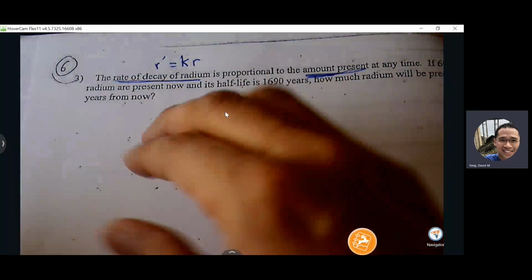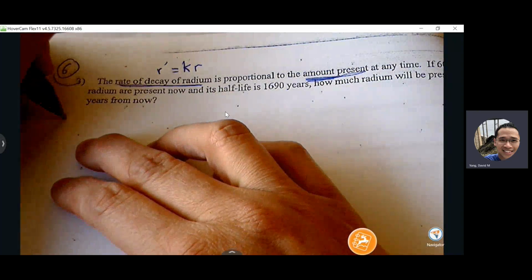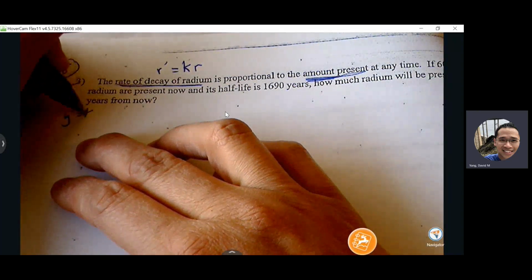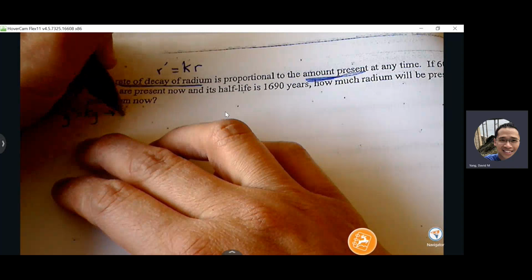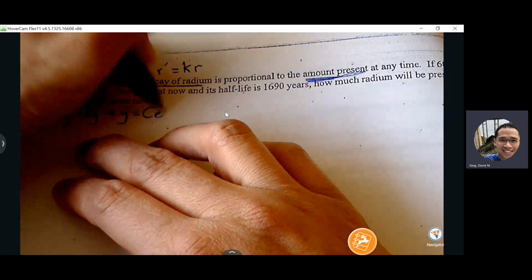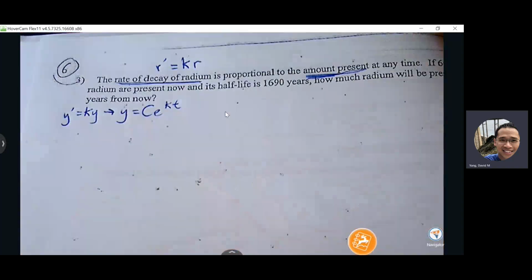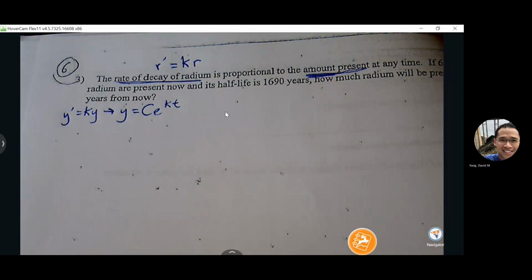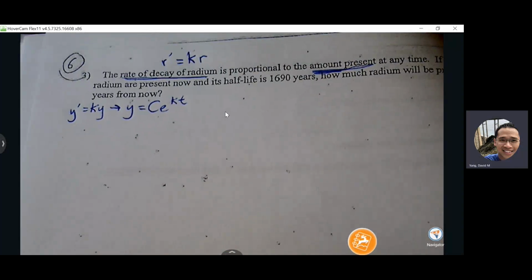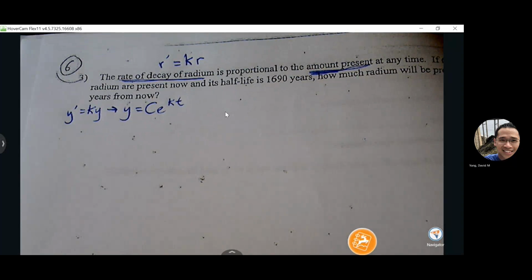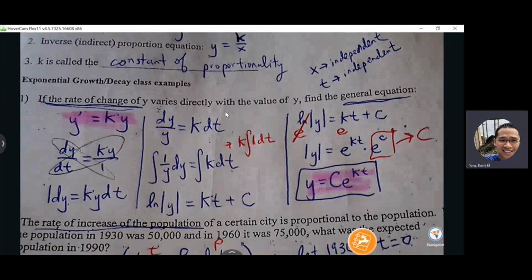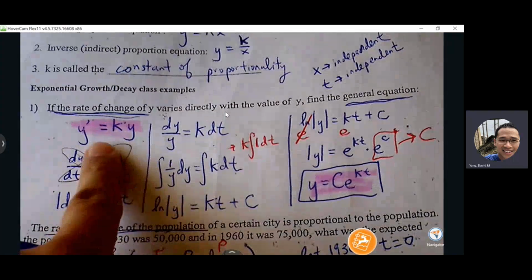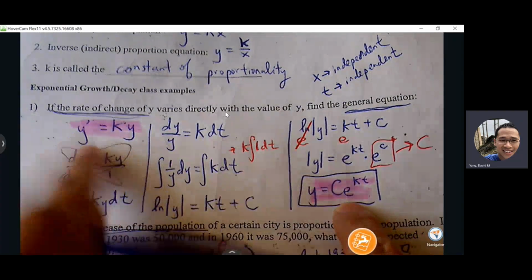And we talked about last Friday that if we see something in the form of y prime equals ky, it'll end up giving you y is equal to ce to the kt if we were to solve the differential equation, separate the variables, right? So we went through all that process on the previous page, number 1, right? Y prime equals ky will turn into y equals ce to the kt.